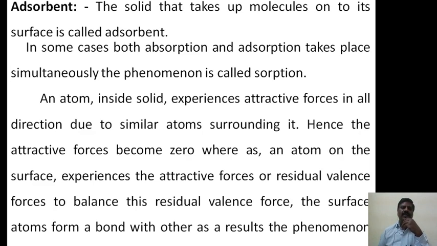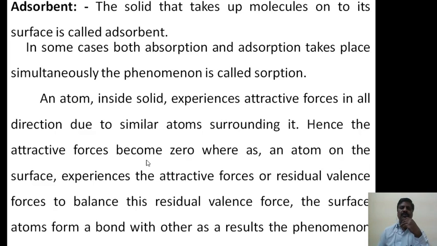Okay. In some cases, both absorption and adsorption take place simultaneously, and this phenomenon is called sorption. Sorption means the process in which both adsorption and absorption take place simultaneously. An atom inside a solid experiences attractive forces in all directions due to similar atoms surrounding it.